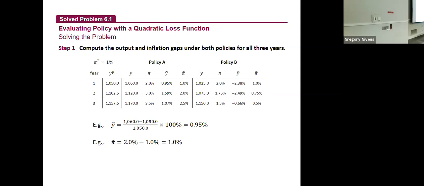This is the expansionary policy. So inflation is rising above target. Here is the contractionary policy. The inflation gap goes from 1% and it starts to go towards 0.